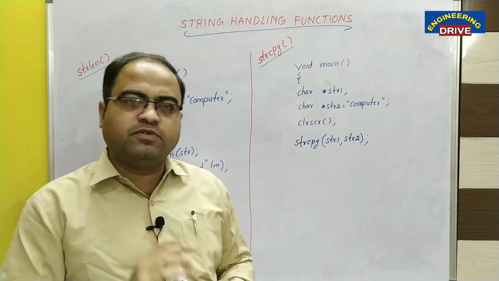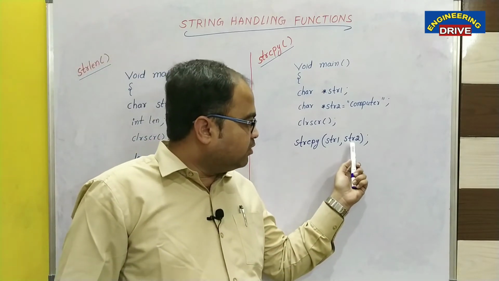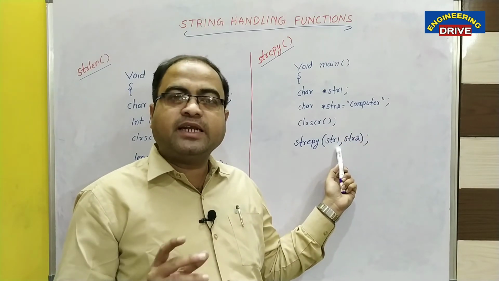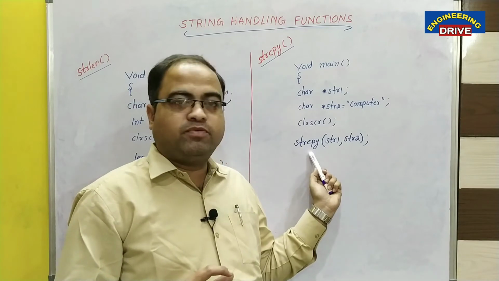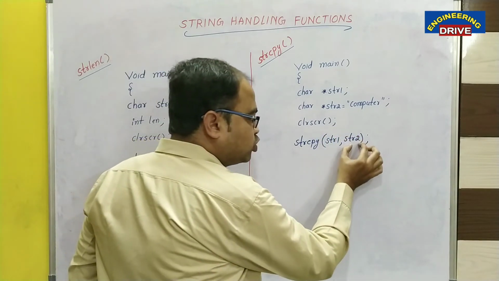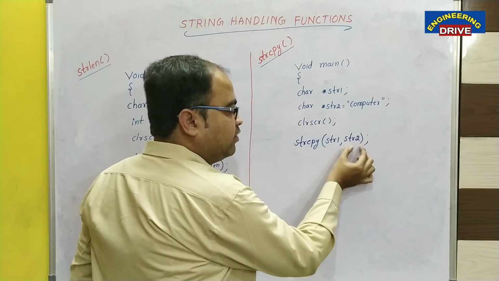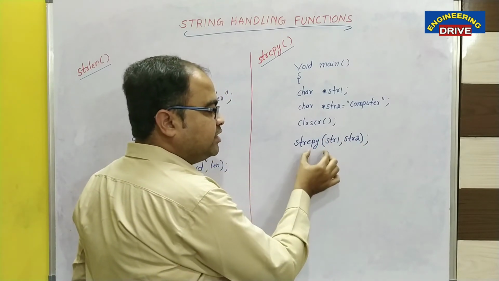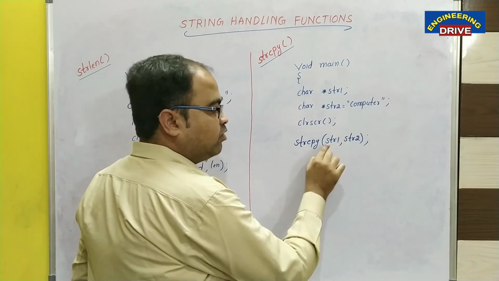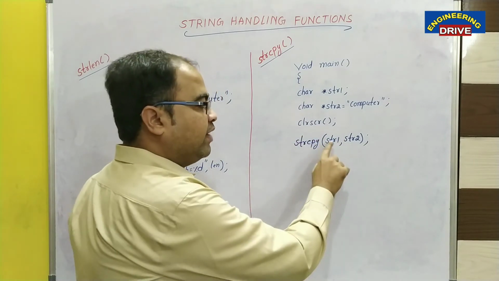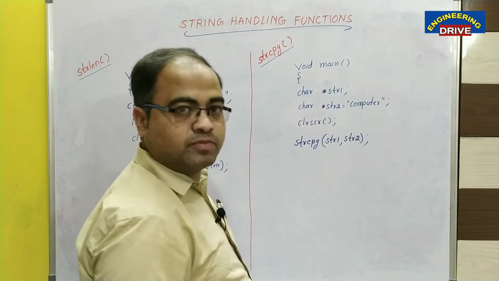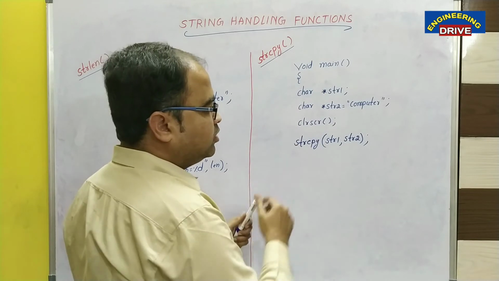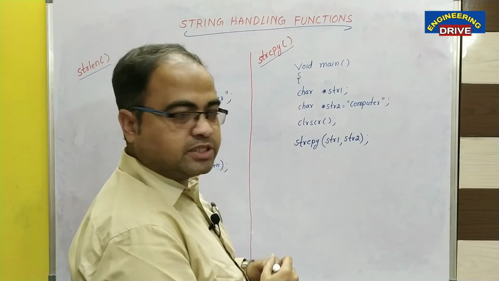What will this string copy function do, sir, here? You can ask me. What is the value of str2? Computer. What is the value of str1? It is an empty string. So what will this string copy function do? The contents of the source string, this is the source string, will be copied into the destination string. Which means after the execution of the string copy function, what is the value of str1? The value of str1 is also computer now. Is it okay? Simply it has copied the contents of the source string into the destination string.